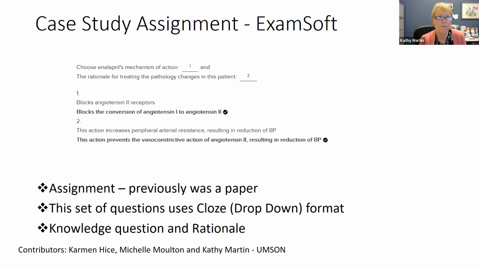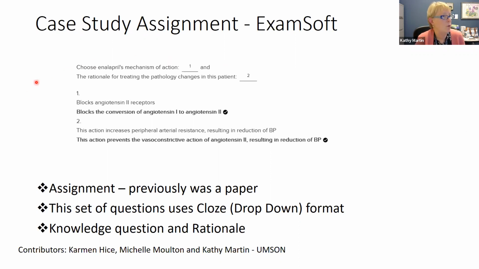About 4 semesters ago, another duo of faculty who I've listed here, Carmen Heiss and Michelle Moulton, conceptualized a way to take this assignment, the rubric for the assignment, and the points allocated to this assignment and place it into ExamSoft. By doing this, it of course eased the grading of this assignment, but it did require some great creativity.